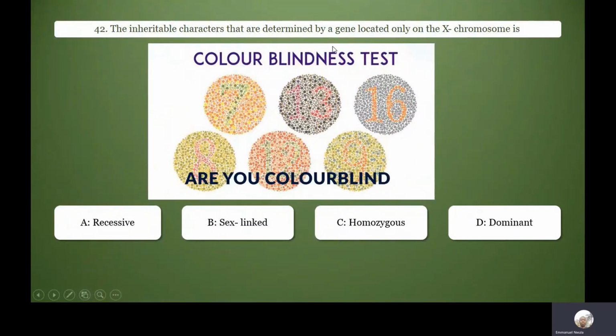The heritable characters that are determined by a gene located only on the X chromosome are sex-linked. Characters that are carried only on the X chromosome are said to be sex-linked. Something like color blindness or hemophilia, they are sex-linked. Okay, so 42 is B.